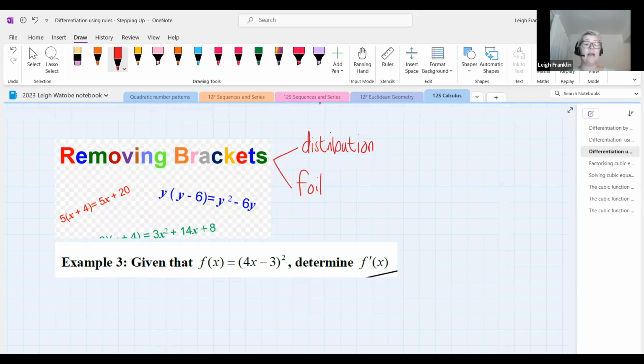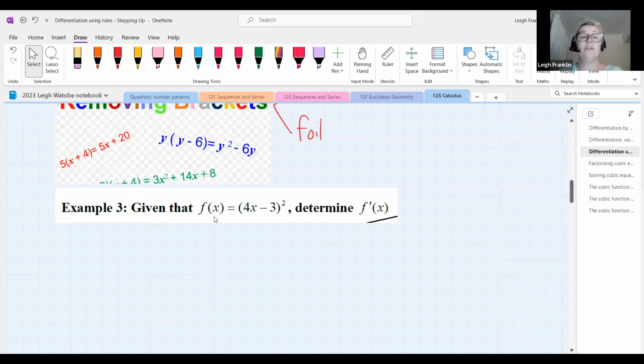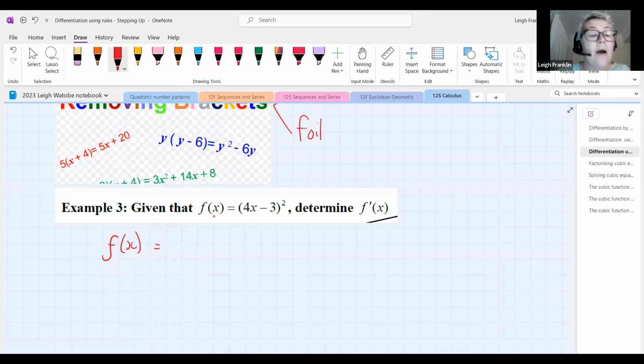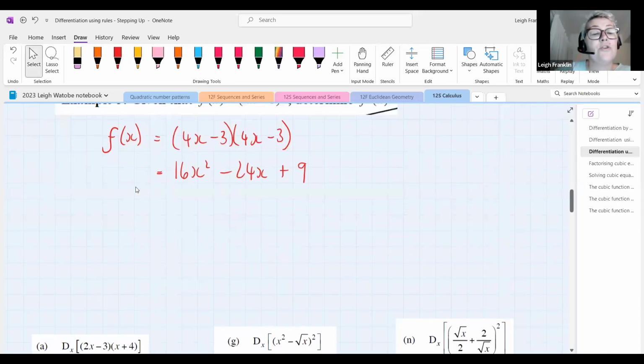All right, so if we have a look at example number 3, this is FOIL. Okay, please look at my notation as well. All right, so I am not differentiating, so I'm writing f of x and not f prime x. I first want to write my brackets out, because then I square a binomial, I've got FOIL, and now I'm going to do my FOIL, and I'm going to end up with 16x squared minus 24x plus 9. Do you see how I've kept my f of x notation?